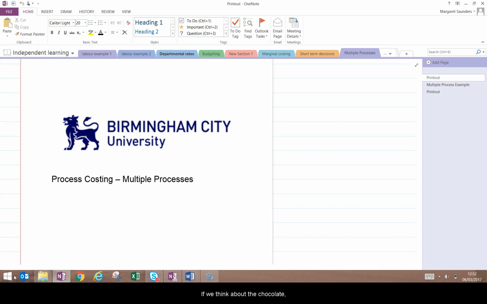If we think about the chocolate, our first process could be the production of the milk chocolate, but then the second process could be the addition of some of the fillings to the chocolate, or if you're producing a fruit and nut bar, it could be the addition of the fruit and nuts. So the output from the first process, which is the milk chocolate, goes into a second process where fruit and nut are added, and then the output from the second process is the completed fruit and nut chocolate. So we're going to look at how we can record that within the process accounts.